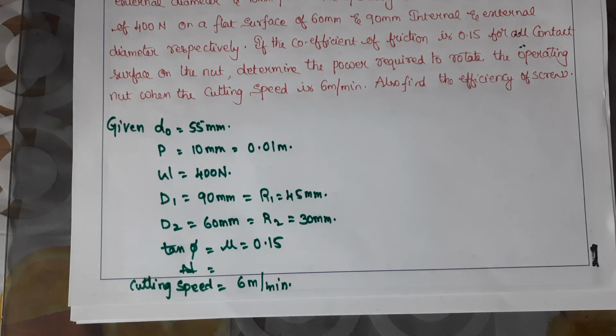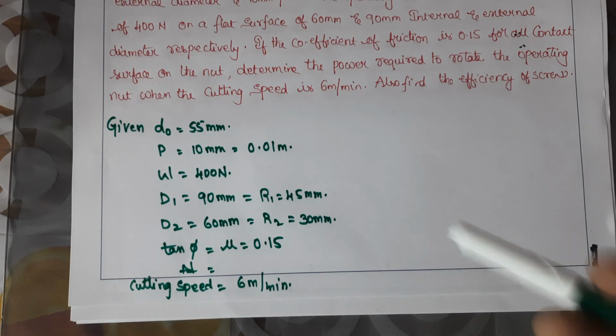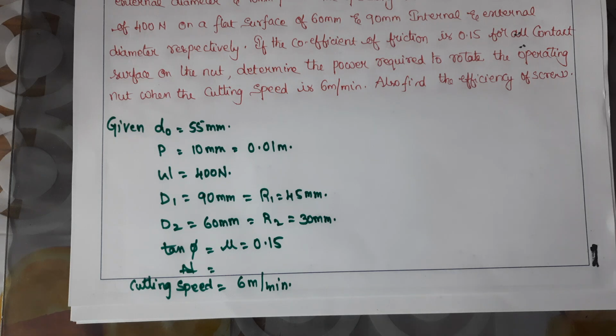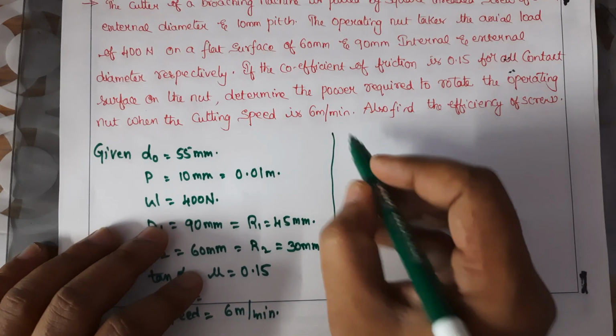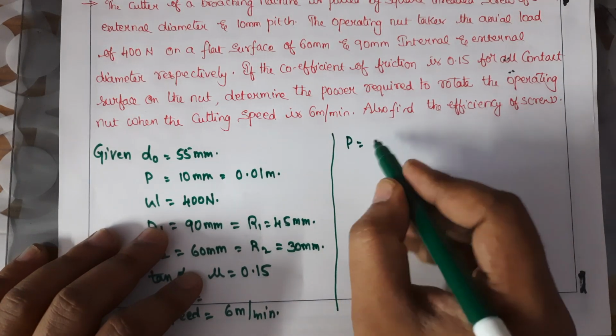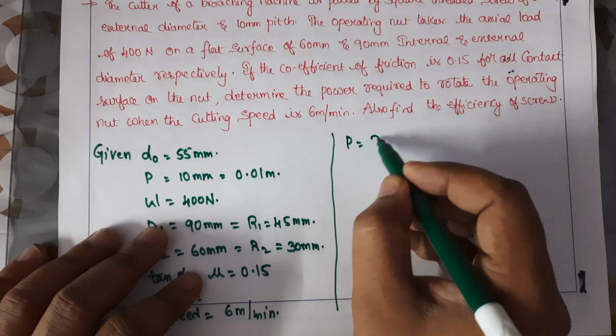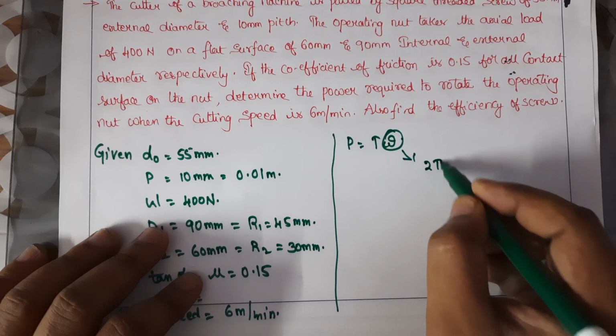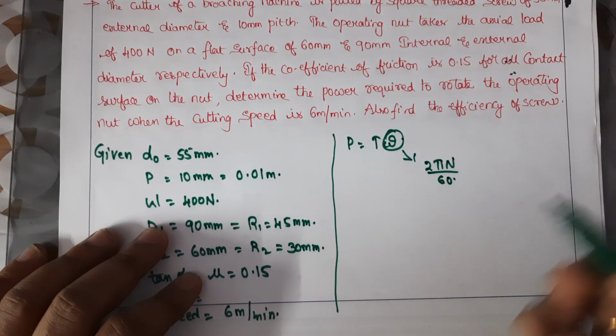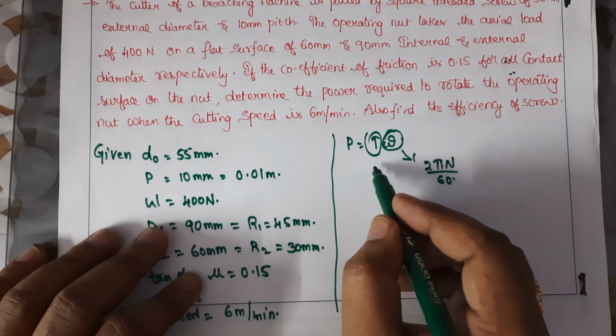Okay, so for calculating the power, that is T into omega. We already know how to calculate the power. First I will give you a brief view of how to do it, and later we will go stepwise. So first thing, for calculation of power, P is equal to T into omega. You all know how to calculate the omega here, 2 pi N by 60. Okay, so T is nothing but your torque.